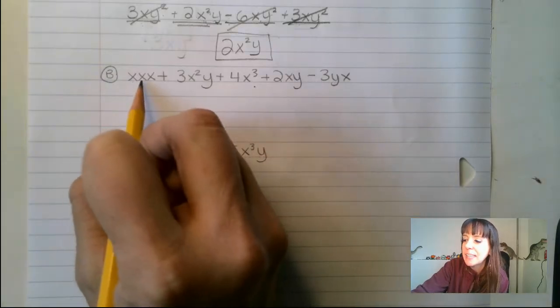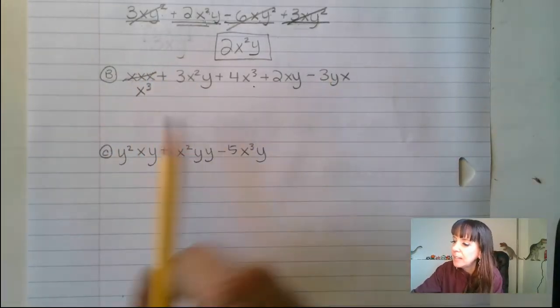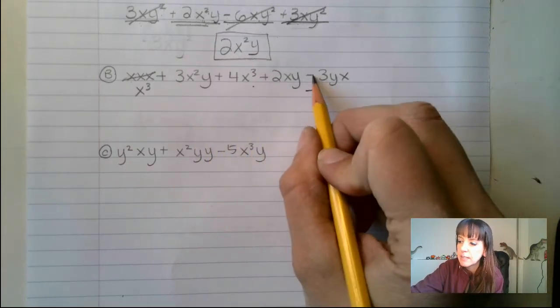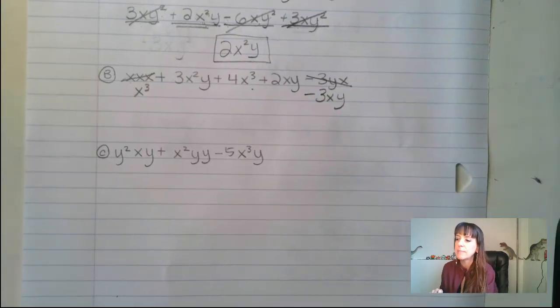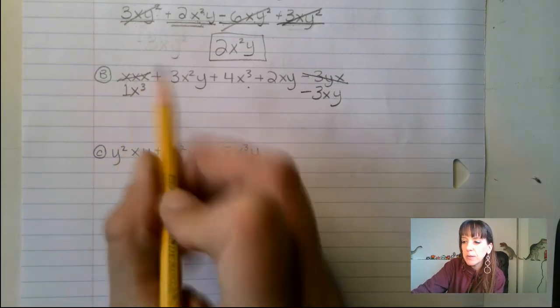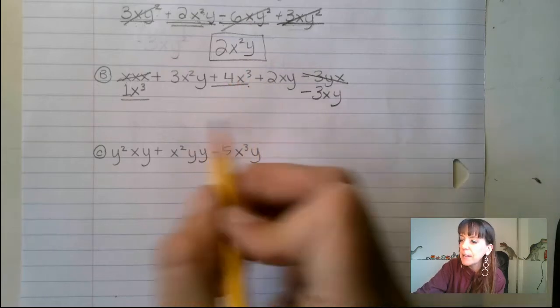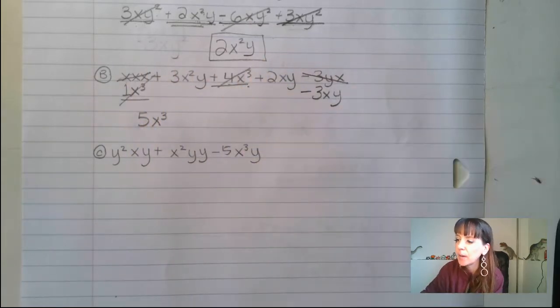All right, there's 3 x's there, so we're going to say x to the third. Cross that out. And then this one's not in order, so we're going to bring down that minus sign, and we're going to say 3xy. Cross that out. All right, so let's start with our highest exponent. Don't forget there is a 1 in front of here. So we have a 1 here, and we have 4 here. So that's going to be 5x to the third. So this goes away, this goes away.